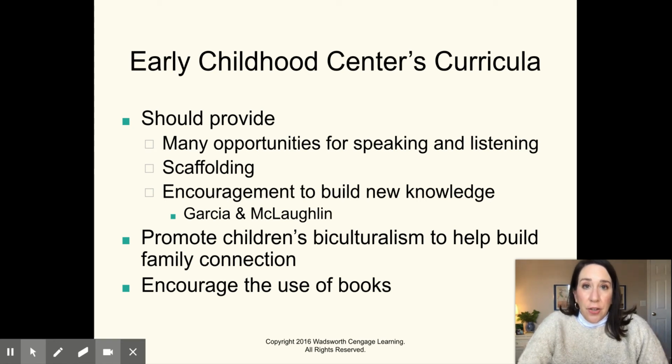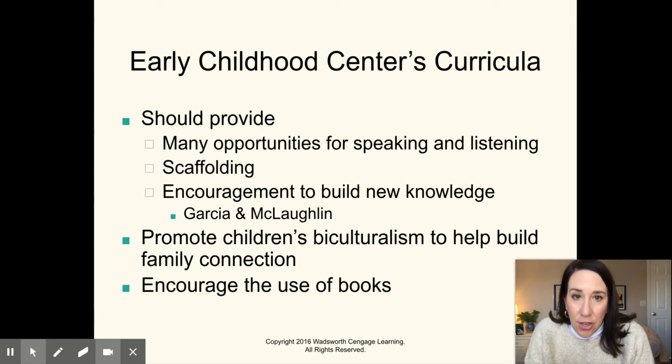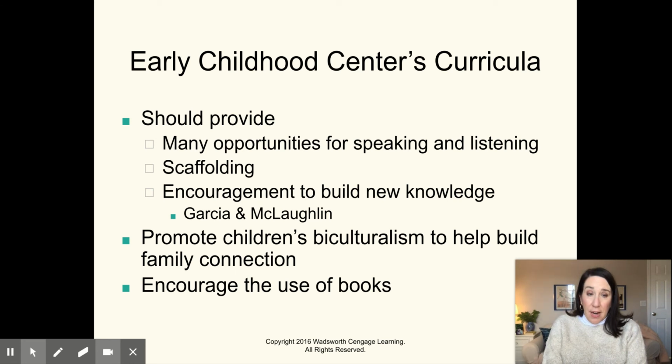Your early childhood center's curricula should provide many opportunities for speaking and listening. Again, that is not just you as the teacher telling everybody what to do all the time. That is sitting down with children and having conversations, talking to them during snack time about what's going on, sitting in the block area for a while and just talking about what they're building. Some children need to be taken to other places in order to speak. Group time is not the only time for speaking and listening, okay?